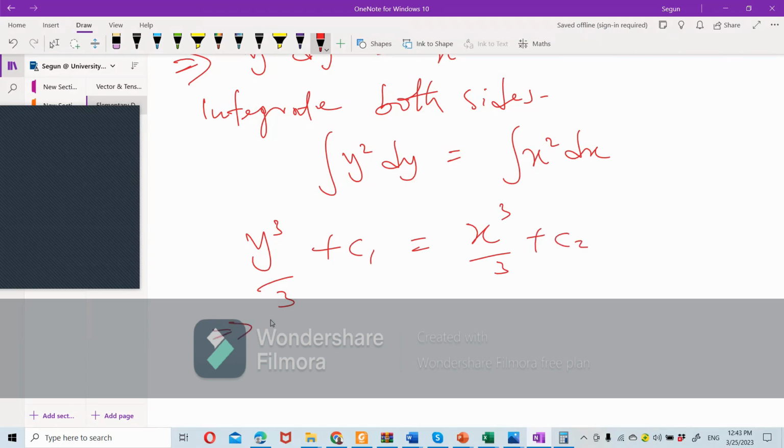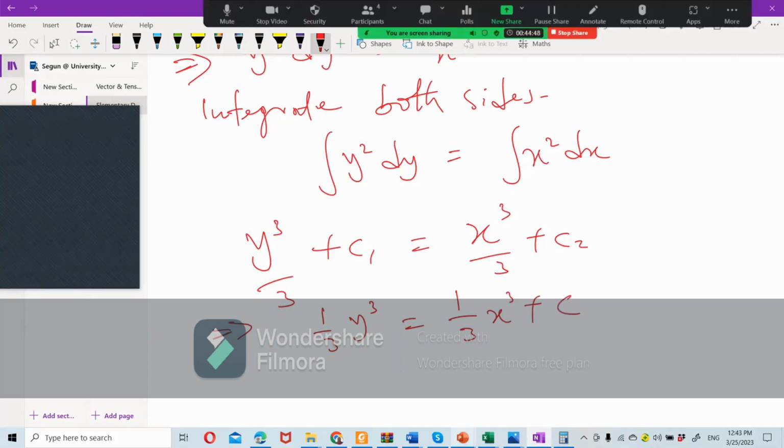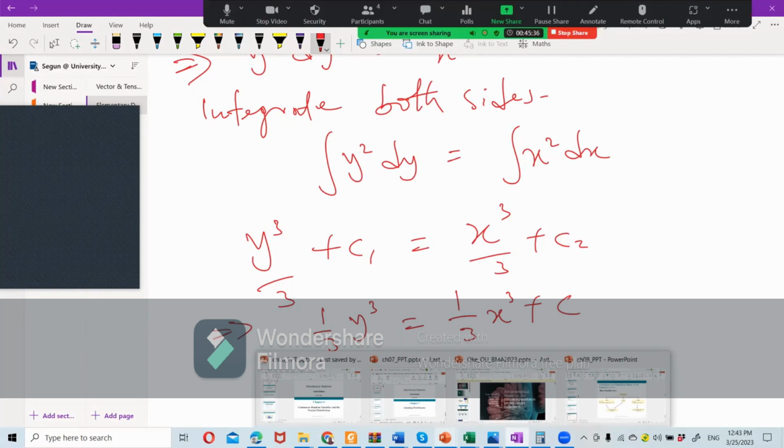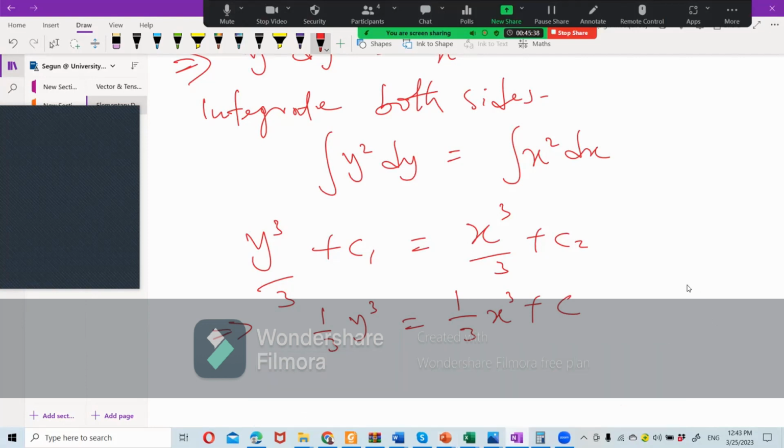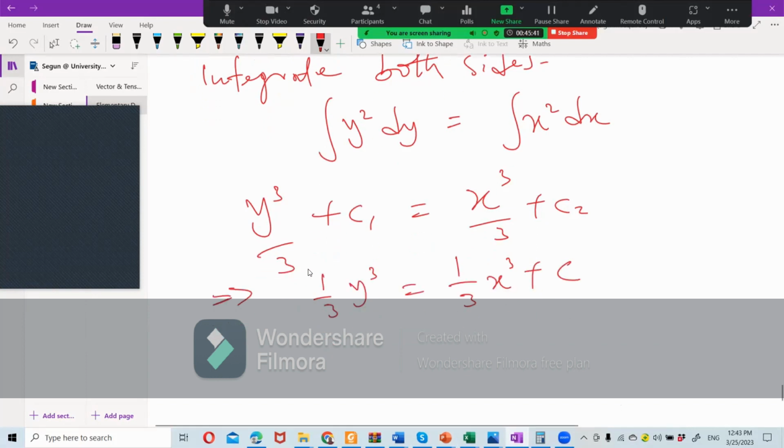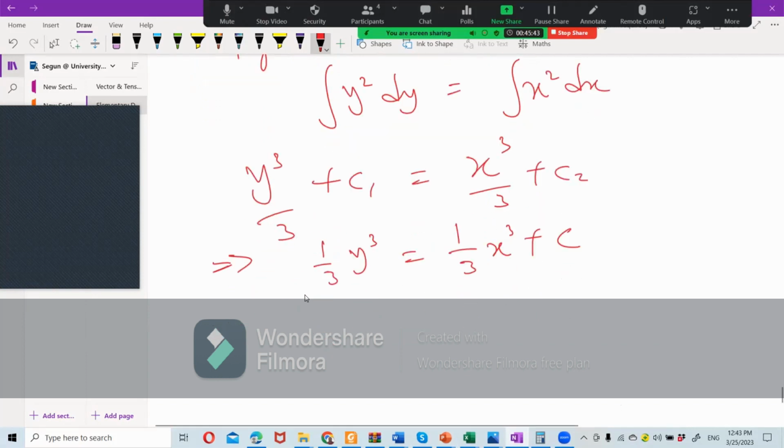Which simply means that 1 over 3 y cubed equals 1 over 3 x cubed plus a constant. Constant plus constant is still constant, so everything would be constant. Because you can't say C1 minus C2, they are not the same. So C1 minus C2 is still a constant. Just leave it as C.